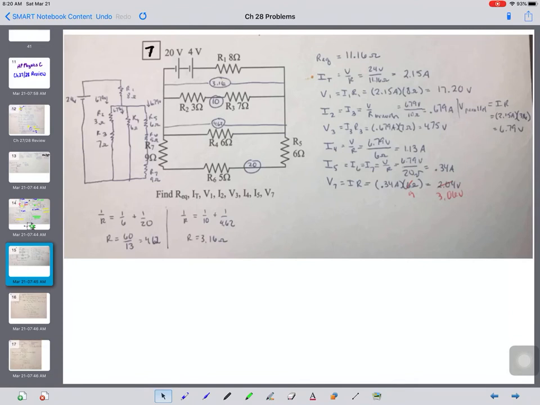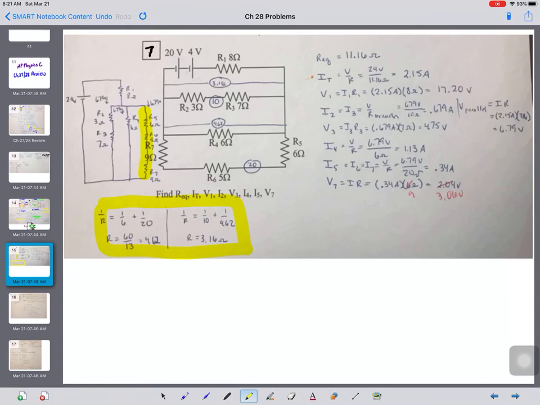Okay, for the equivalent, you're dealing with the series here, adding those up to get a single resistance value, and then that is in parallel with the rest of them. I've broken it up in my work down here for some reason. You could do it all in one. I don't know why I broke it up, but I did. So you could do it all in one to be able to find that equivalent resistance of 3.16 ohms.